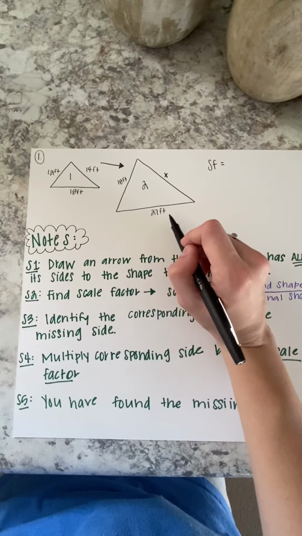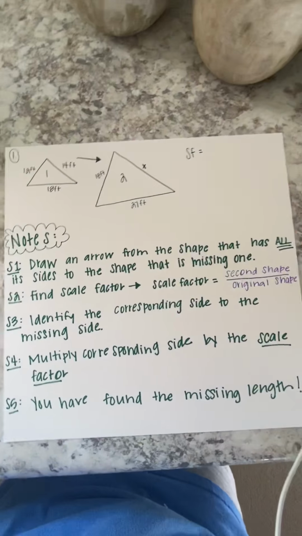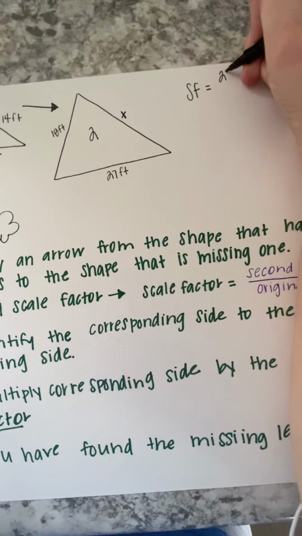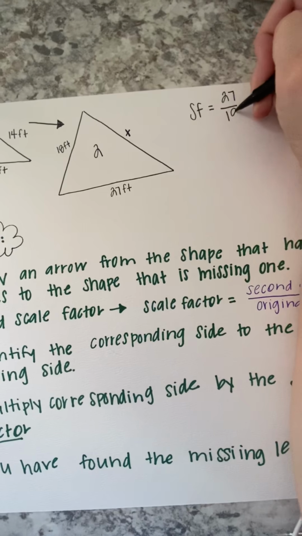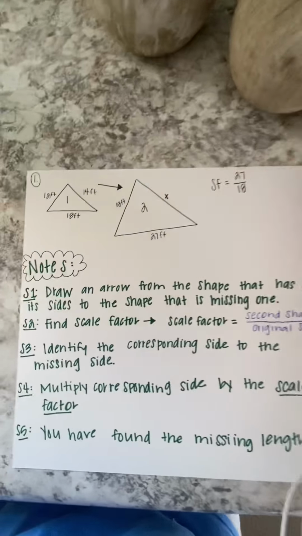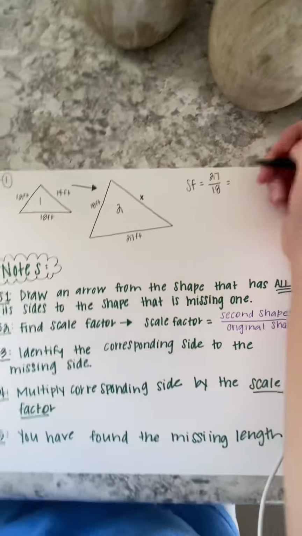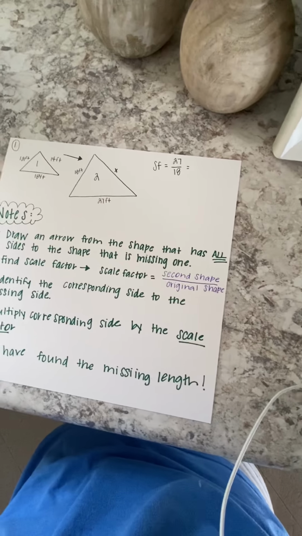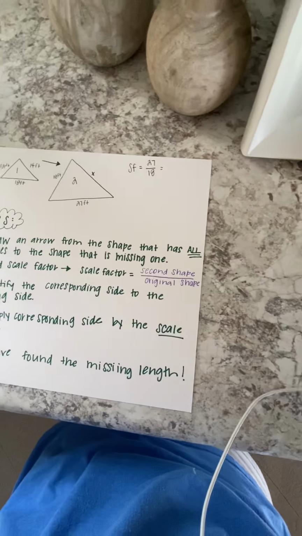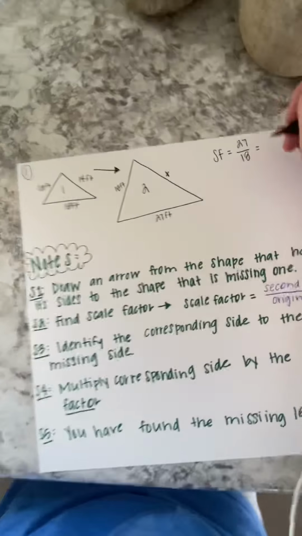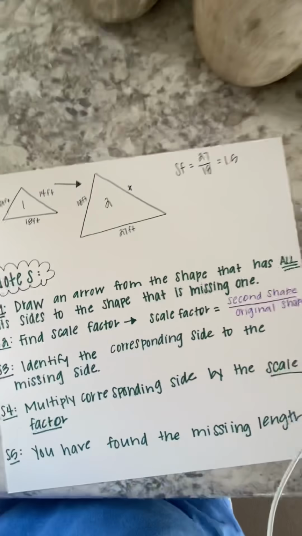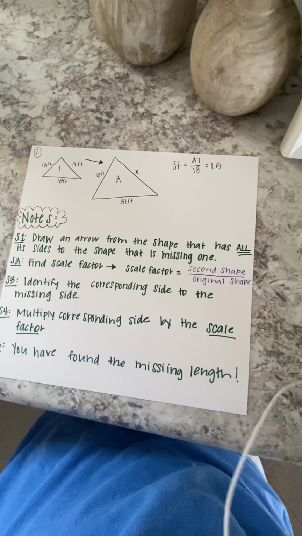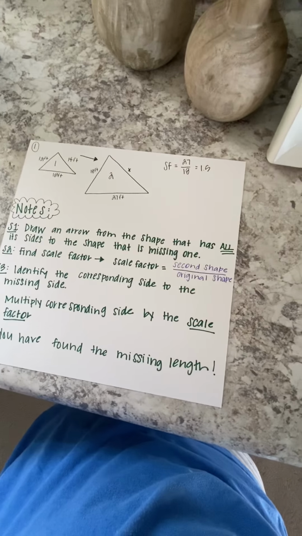I'm going to do 27 over 18. And when I do 27 over 18, I simplify, and, oops, I'm having some issues here. I'm going to get 1.5. So, you found the scale factor correctly.